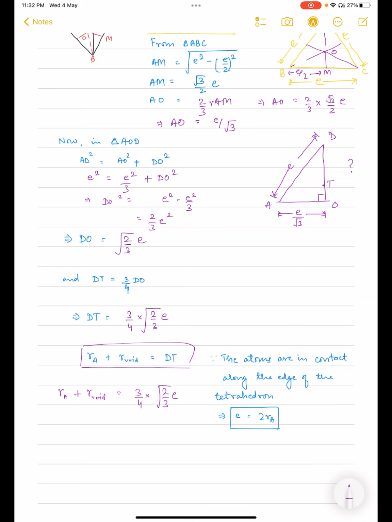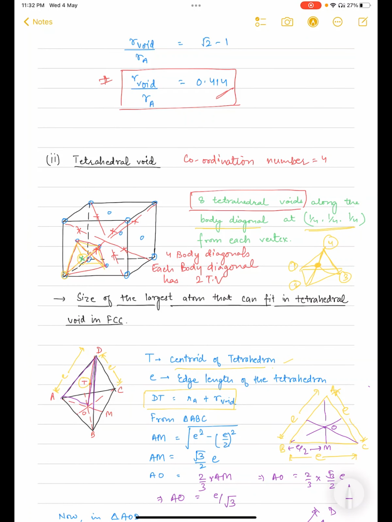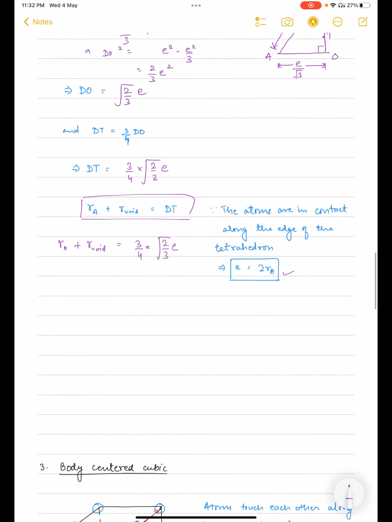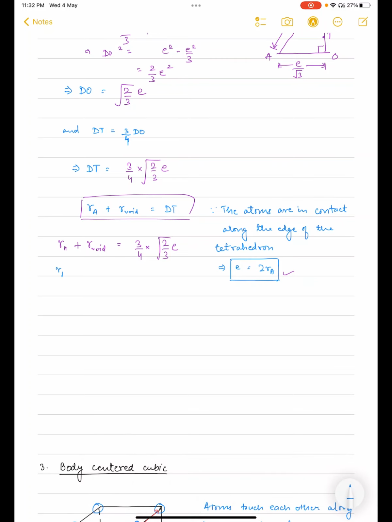And we assume the atoms are in contact along the edge of the tetrahedron. This is so because, as you can see from here, this is one edge atom and one face center atom which are in contact in FCC. So replacing this value, we get Ra plus R void equals 3 by 4 into root 2 by root 3 into 2RA.